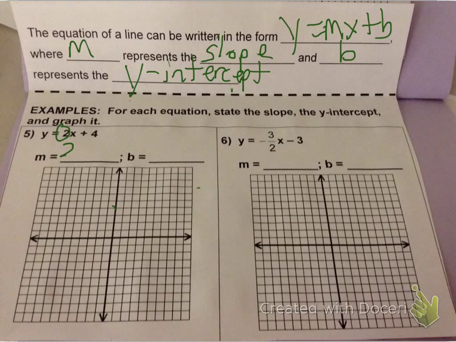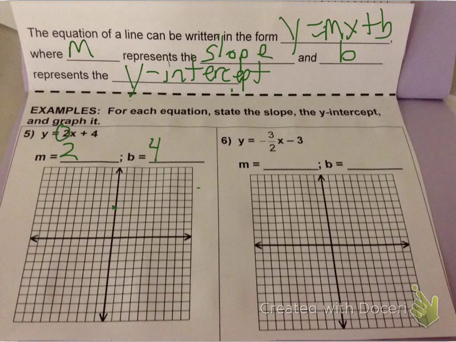2 is m, and your m is the number next to your variable, your independent variable. B is the number that doesn't have a variable. That's your constant. You always start with your b, your y-intercept. So on your graph, you put a point where your y-axis is 4.